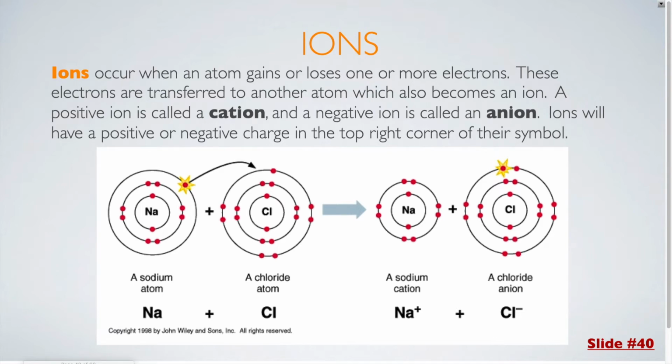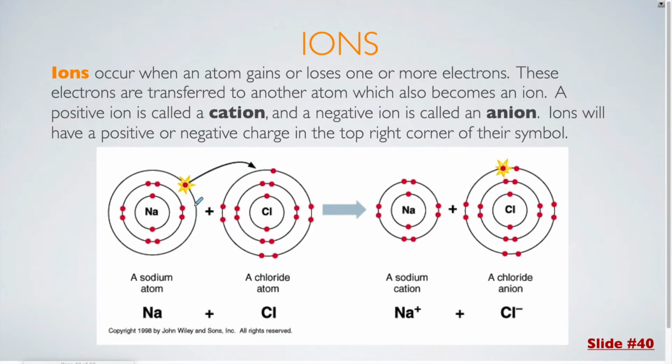Ions will have a positive or negative charge in the top corner of their symbol, and this is known as the ion symbol. So here we can see some Bohr models. Sodium has one electron in the outermost shell of its Bohr model, which it is going to transfer away to chlorine, which has an empty space in its shell.